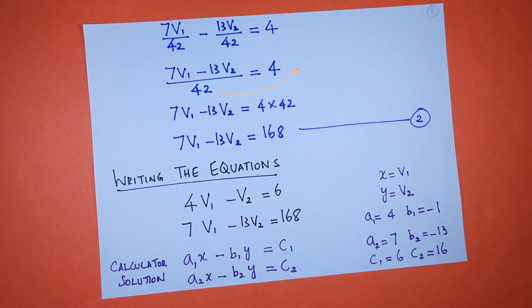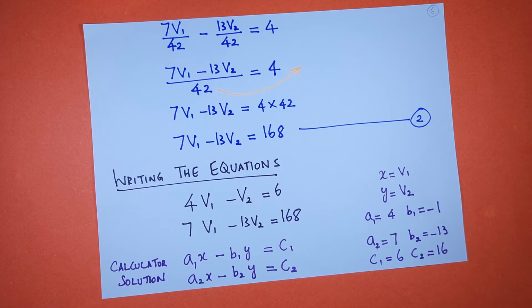So in the calculator, this equation will be written like this. It will be in this form: a1x minus b1y equal to c1, a2x minus b2y equal to c2. This will be in the calculator form. So here x is nothing but V1, y equal to V2. That means the calculator will show x, which is nothing but V1, and then Y, which is nothing but V2.